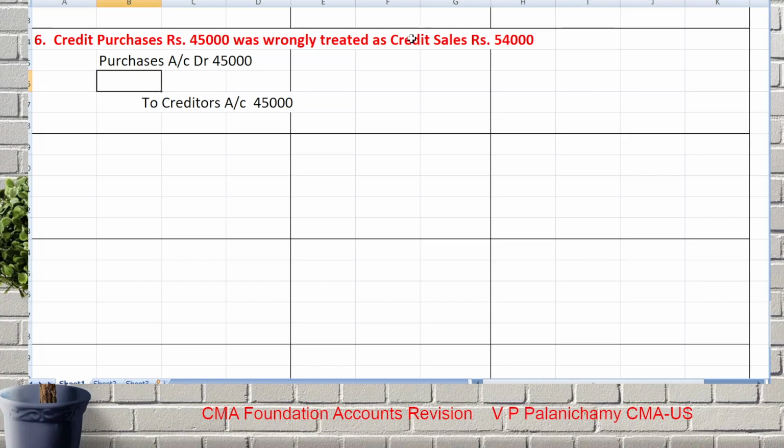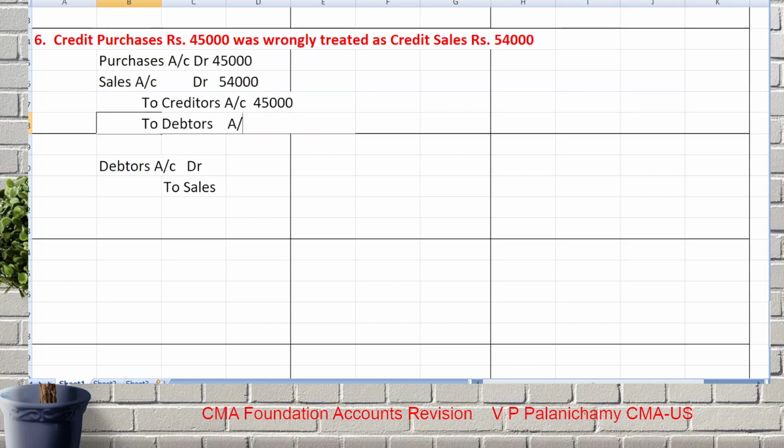But what did we do wrongly? We recorded credit sales. How would you record credit sales? Debtors account debit to sales. Is it correct or wrong? Wrong. How to rectify this? We need to cancel it. How to cancel this? Sales account debit, how much? 54,000, to which account? Debtors account. To debtors account 54,000.